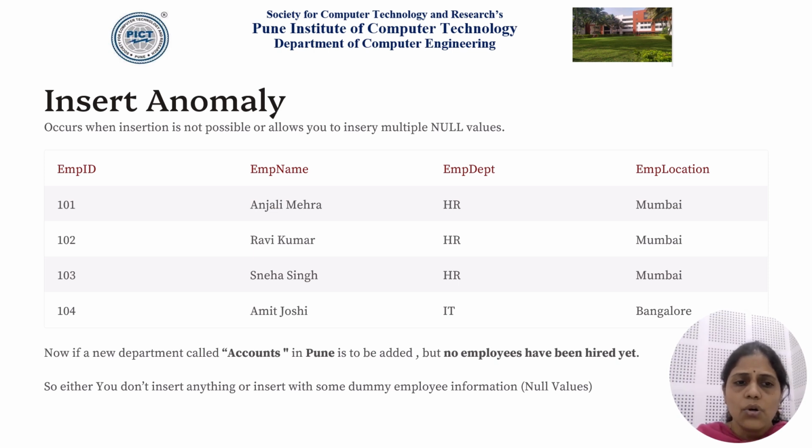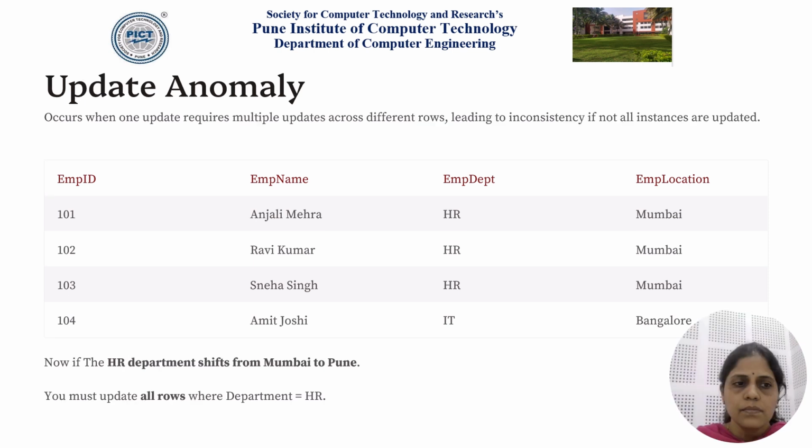This is not actually what we want when we insert values into any relational database, because we have to avoid null values as much as possible. So this is an example of the insert anomaly, where you are not allowed to insert the new values without inserting multiple null values. The next one is the update anomaly.